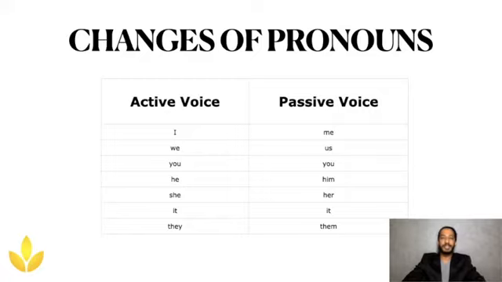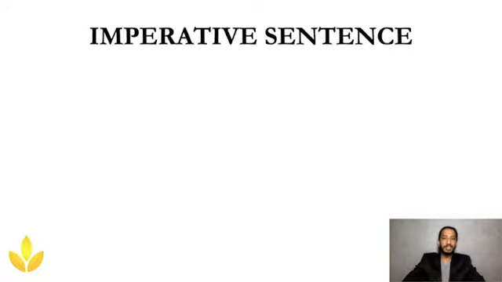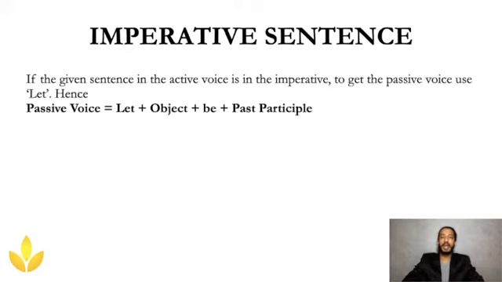Imperative sentences. Imperative sentences are usually commands. Let's see an example to make it work out better. If the given sentence in the active voice is imperative, to go to the passive voice, use let. So passive voice equals let plus object plus be plus past participle. Pretty much what we converted in active to passive voice, along with that you will add the word let in the beginning, right? So let's look at an example here.